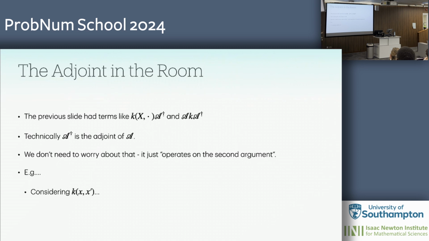So for example, if I was thinking of a kernel k(x, x'), and my information operator was just going from this function space calligraphic U, that my U lives in, into R, by taking the derivative and evaluating it at 0.5, then if I applied this adjoint, A dagger, to k, I just get the derivative with respect to the second argument, evaluated in the second argument at 0.5.